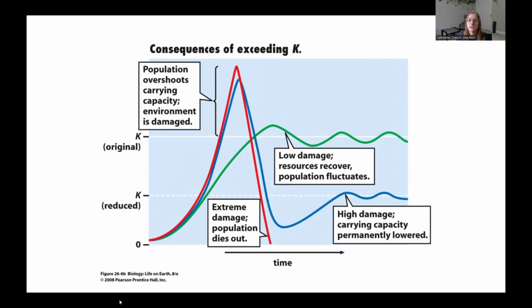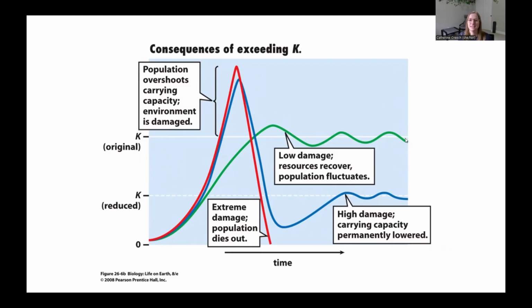Option number two, we don't exceed K indefinitely. This is the green line. We go above K, but then we fluctuate and we decrease, and our population sits kind of around K. So it's almost like an S-shaped curve, but we've crossed the line. So this is going to be when you damage the habitat, maybe just a little bit, but you don't have any massive response from exceeding your carrying capacity. That's kind of the best outcome.